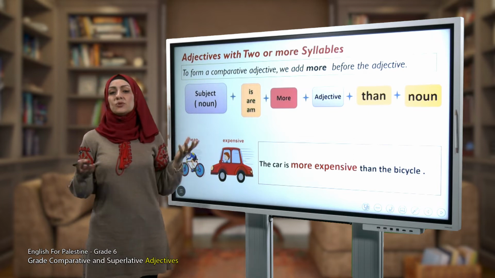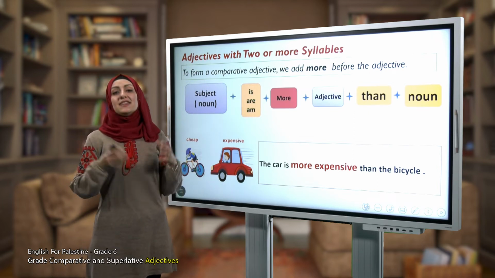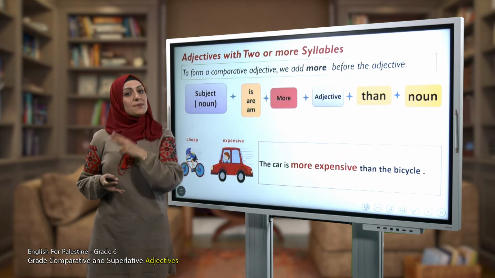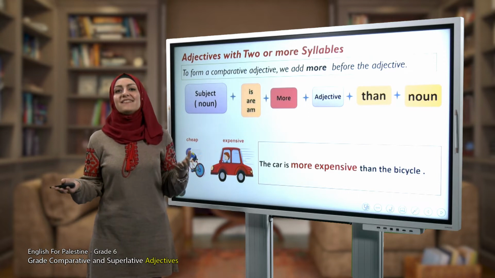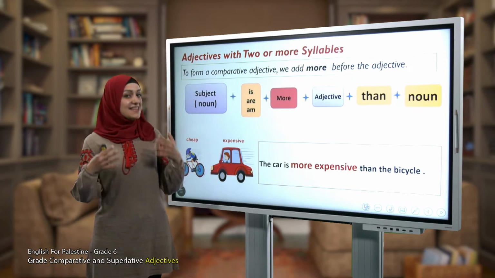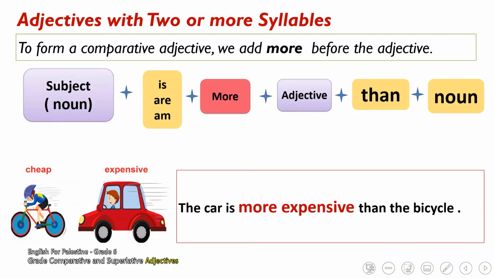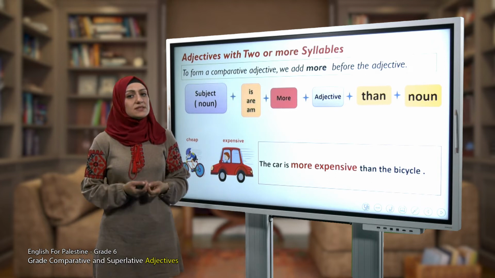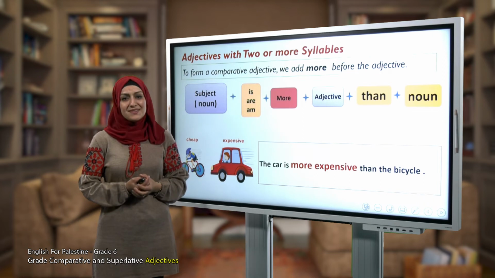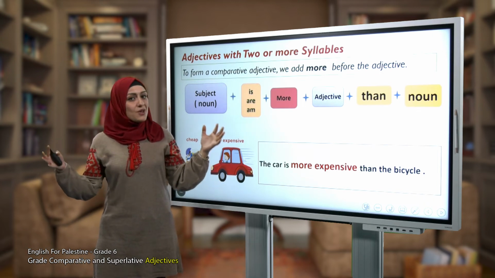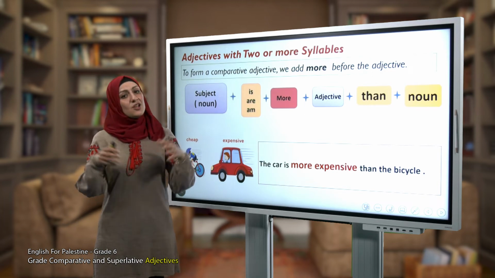Now let's learn how to compare long adjectives, the adjectives that have two syllables or more, like exciting, boring, interesting, and these adjectives. To form a comparative adjective with two or more syllable adjectives, we add more before the adjective. We add more because simply we cannot add ER to the end of the adjective because the adjective is already long. We don't want to make it longer.